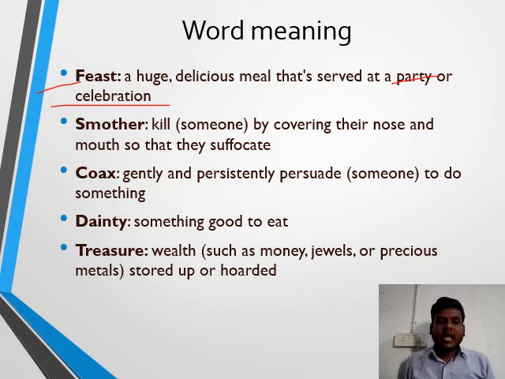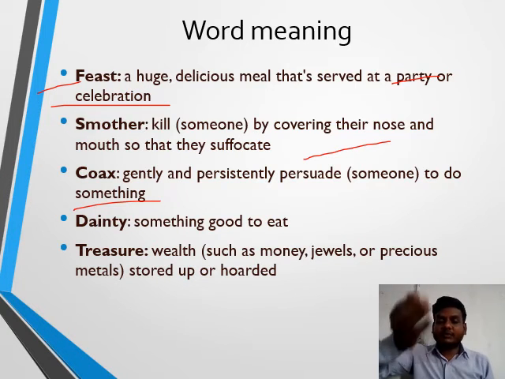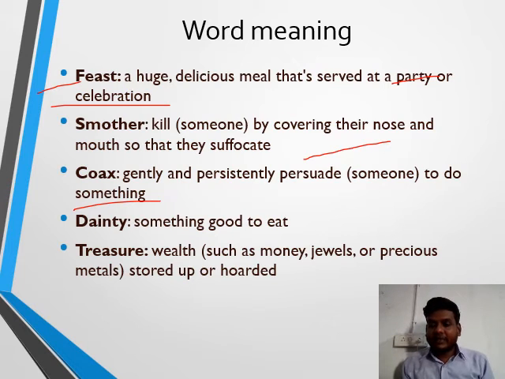Smother means when you hug someone tightly and are covering the nose and mouth so they cannot breathe. We call that smothering. And coax means to gently persuade someone to do something. Suppose we call a dog and give it something, then persuade it to come near me this way.